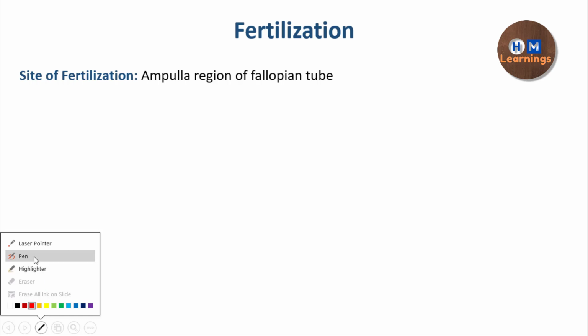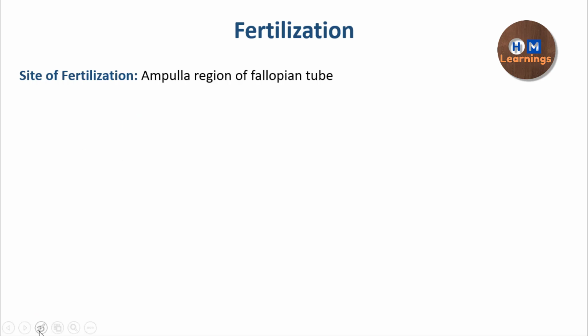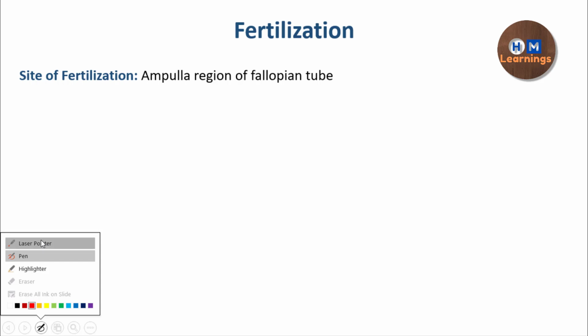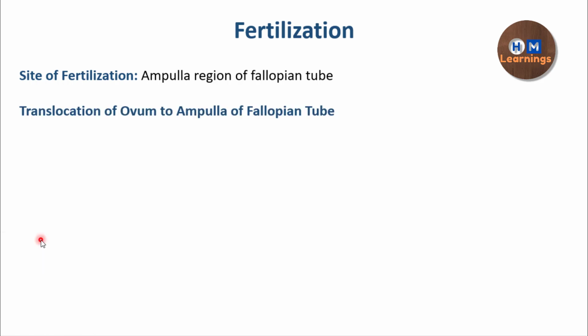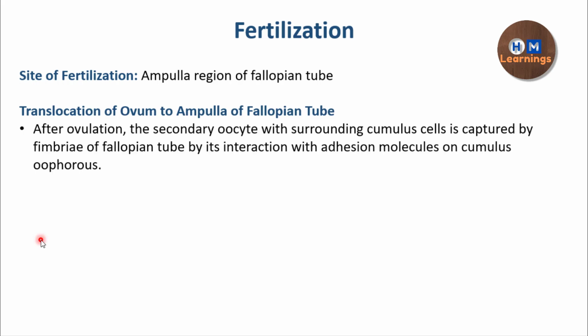And how does the ovum reach the site of fertilization? By translocation of the ovum to the ampulla of the fallopian tube. We know that after ovulation, the secondary oocyte with the surrounding cumulus cells is released by the ovary into the peritoneal cavity, and from there the fimbriae of the fallopian tube capture it.